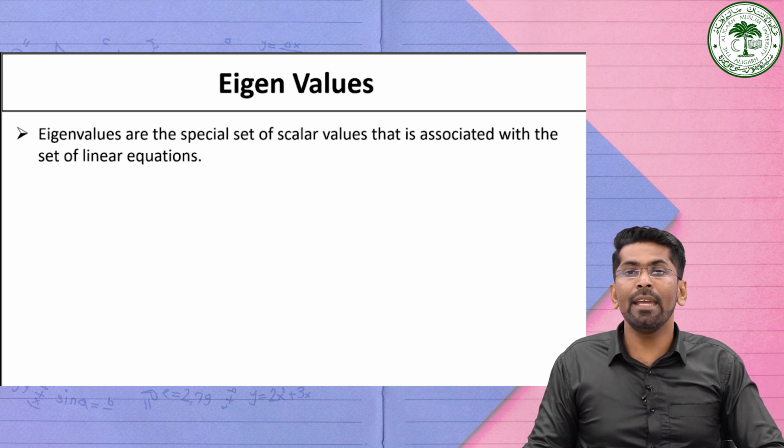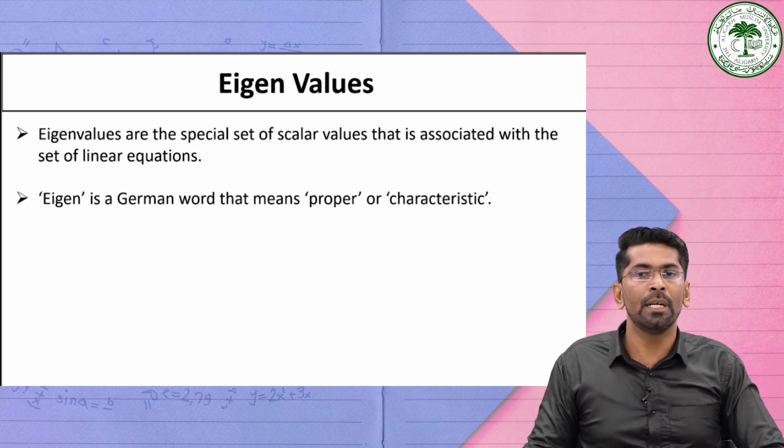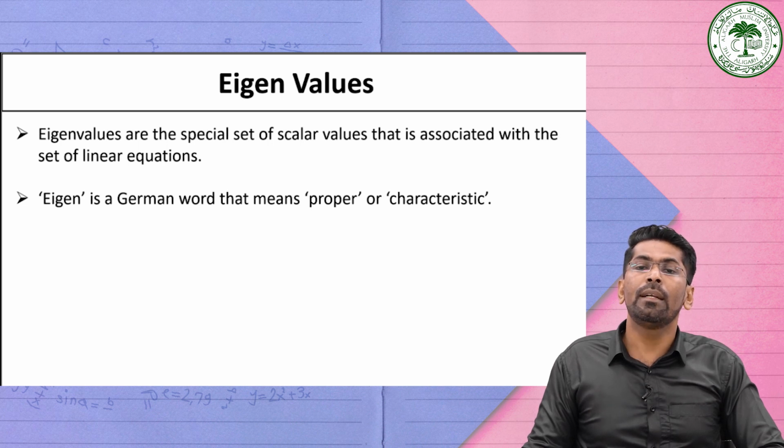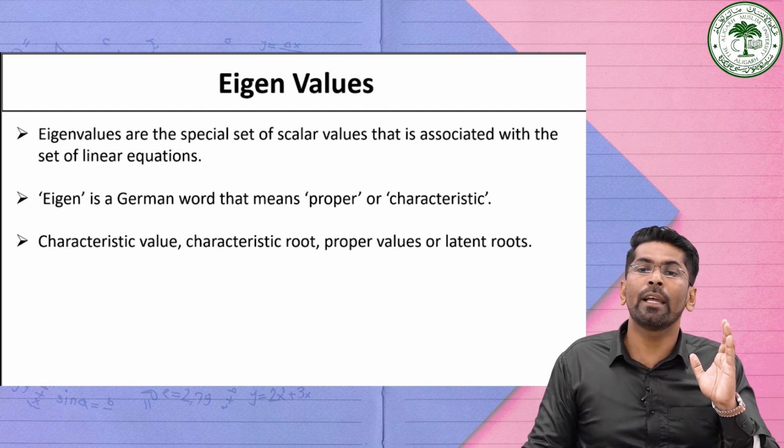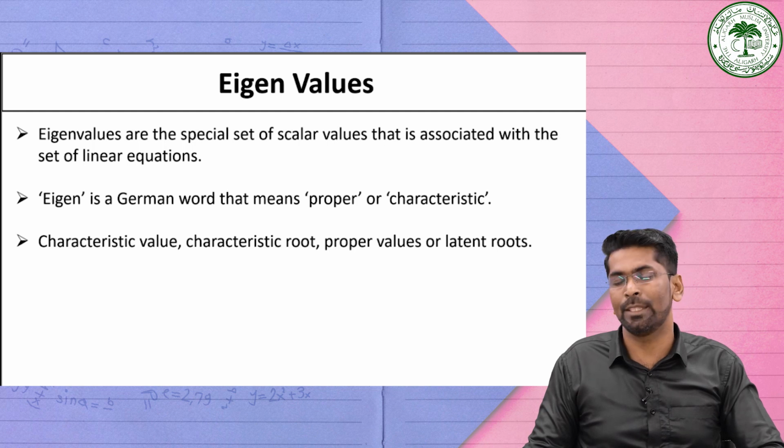So here Eigen is actually a German word that means proper or characteristic. Therefore, the term eigenvalue can also be termed as characteristic value or characteristic root, or it is also known as proper value or latent root as well.